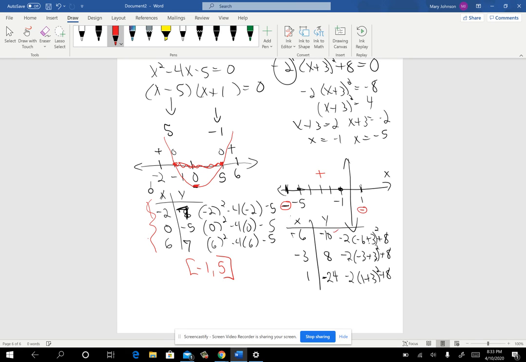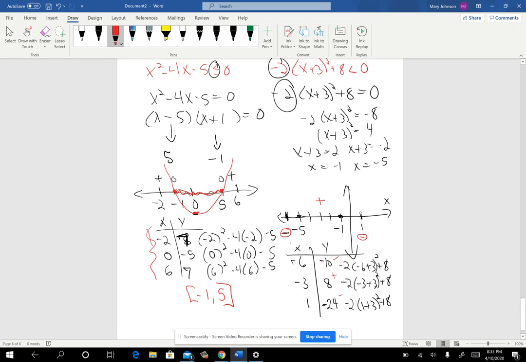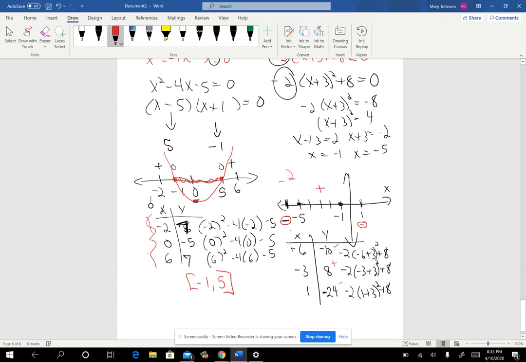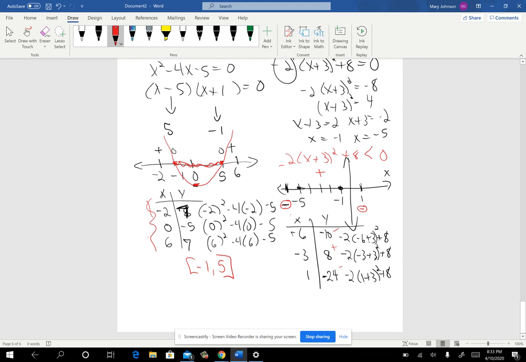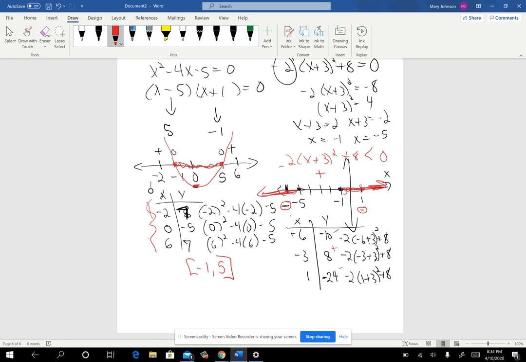So this was negative, this was positive, this was negative. What we were being asked was, where is this less than 0? It's less than 0 when you pick x's over this way, and it's less than 0 when you pick x's over this way. And you didn't want it to be equal to 0, so you think of that like an open circle. So your answer would be from -infinity to -5, and then from -1 to +infinity, with parentheses on those.